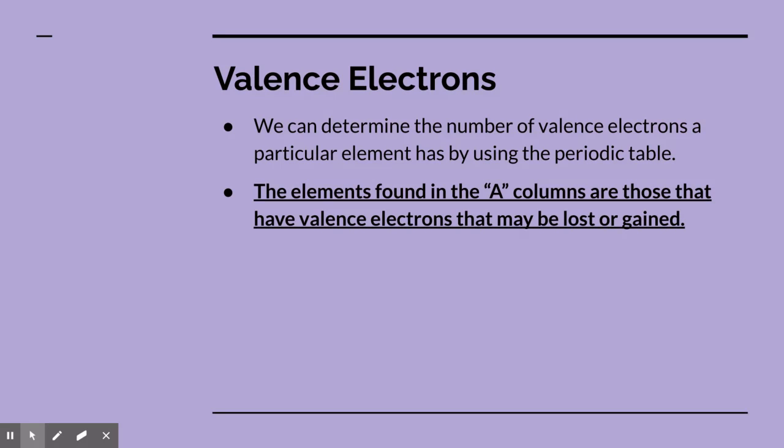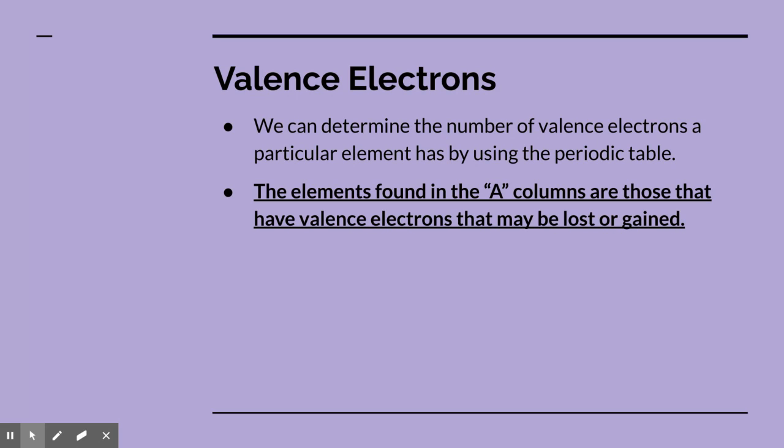So the elements found in the A column. If you look at your periodic table up at the top of each column, or at least for a good chunk of them, it'll show 1A, 2A, then it jumps, then above boron it's 3A, carbon's 4A, nitrogen's 5, oxygen is 6, then fluorine 7, and then above helium there will be 8A.